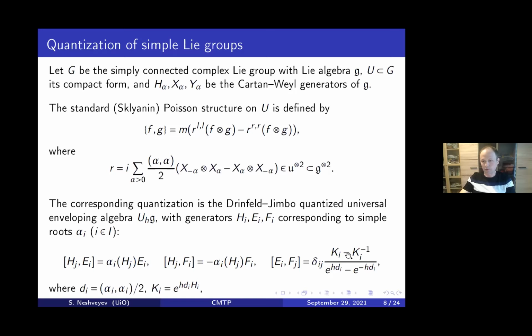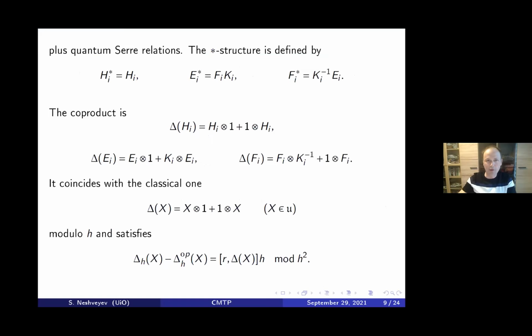So instead of H_i, you get this kind of expression. Plus, you have more complicated relations, the quantum Serre relations, but I will not write them. And what you get is this algebra with a star structure. The star structure, I will not say much about, but it will play an important role in what we do, because this is what allows us to think of everything as coming from a compact space rather than a complex space, and which simplifies certain things.